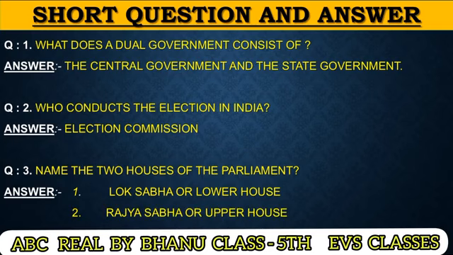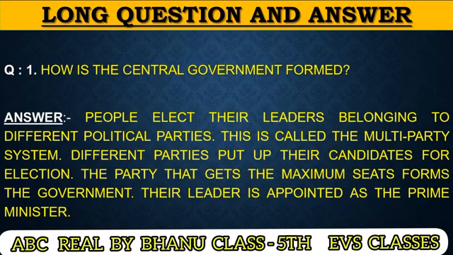Question number 1. How is the central government formed? Answer of this question is people elect their leaders belonging to different political parties. This is called the multi-party system. Different parties put up their candidates for election. The party that gets the maximum seats forms the government. Their leader is appointed as the Prime Minister.